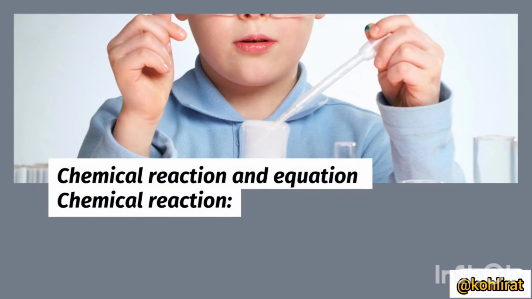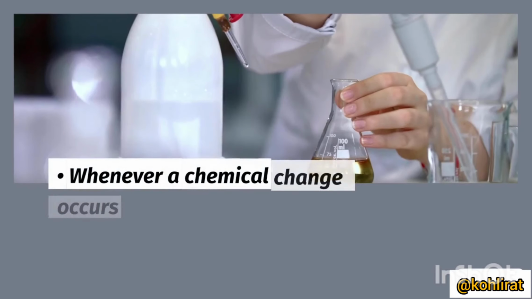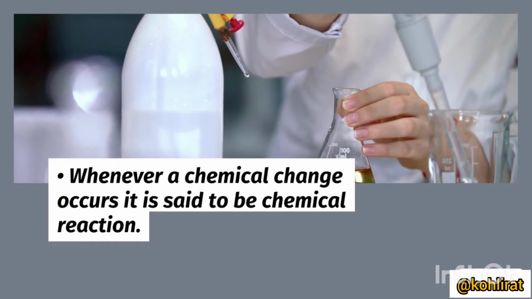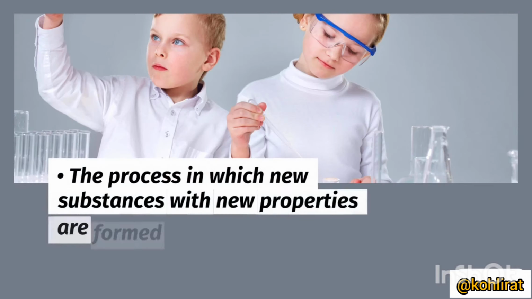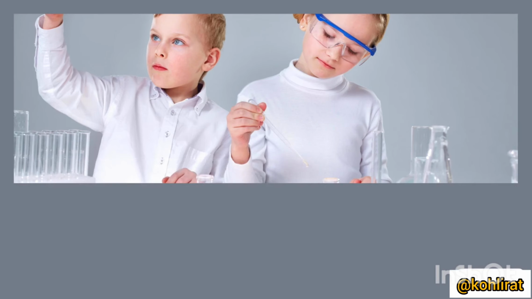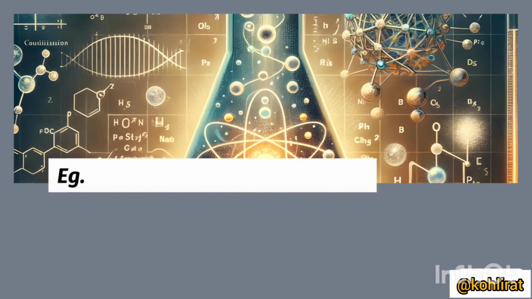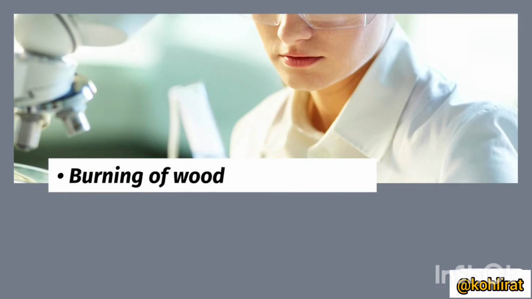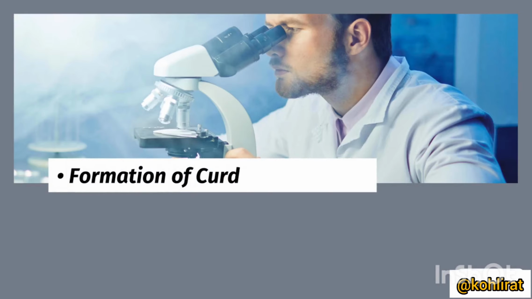Chemical reaction. Whenever a chemical change occurs, it is said to be a chemical reaction. The process in which new substances with new properties are formed from one or more substances is called a chemical reaction. For example, rusting of iron, burning of wood, formation of curd, respiration, etc.